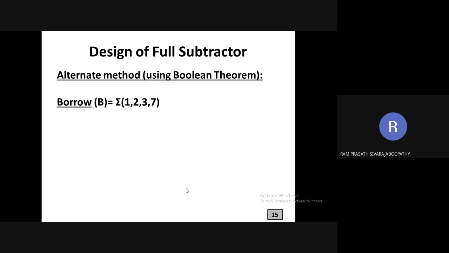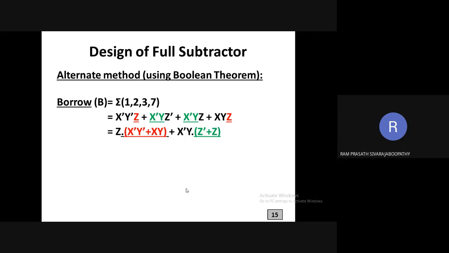Okay, for borrow, in the case of borrow 1, 2, 3, 7, the expression can be written like this. Here in the first and last term we can take the variable z as common, then in the second and third x bar y we can take as common. So we will be having the expression like this. So x bar y bar plus xy becomes x nor of y. Okay, then z bar plus z becomes 1. So finally, here also we have some mistake, sorry. So this one is x bar, this one is y. Okay. So finally we are having the expression like this.